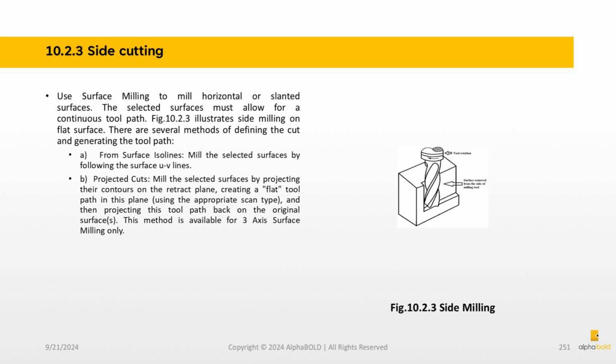B. Projected cuts. Mill the selected surfaces by projecting their contours on the retract plane, creating a flat tool path in this plane, using the appropriate scan type, and then projecting this tool path back on the original surfaces. This method is available for 3-axis surface milling only.